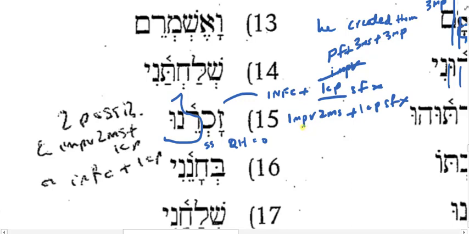If I parse it as an imperative 2MS, then I'm telling someone to remember, and it's a masculine singular you. So remember, and who do I remember, or who are you supposed to remember? Remember us. Remember us. Okay? So that is an ambiguous form. It could go either way here. And again, context will rule when you see this in a real context.